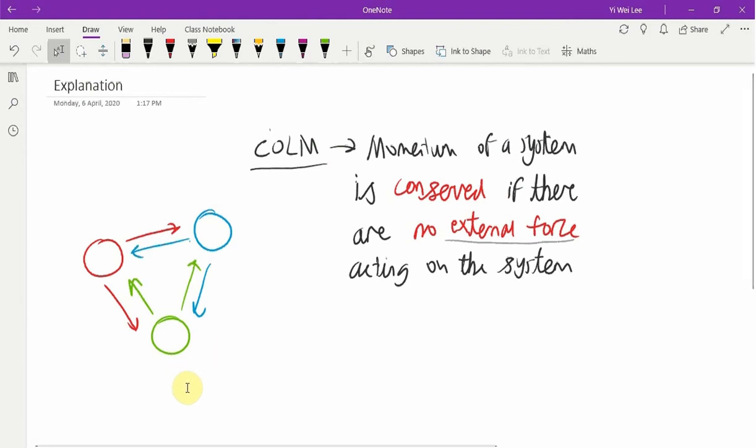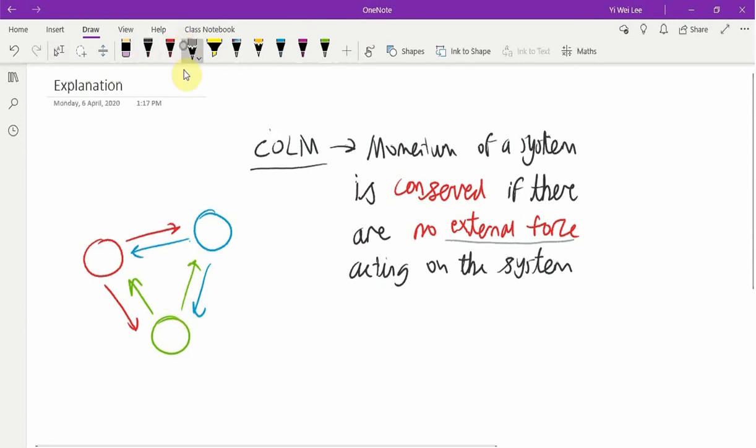The color of the arrow indicates the source of the force. A red arrow indicates forces originating from the red particle, a blue arrow indicates forces originating from the blue particle, and a green arrow indicates forces originating from the green particle. So that's what we need to know.